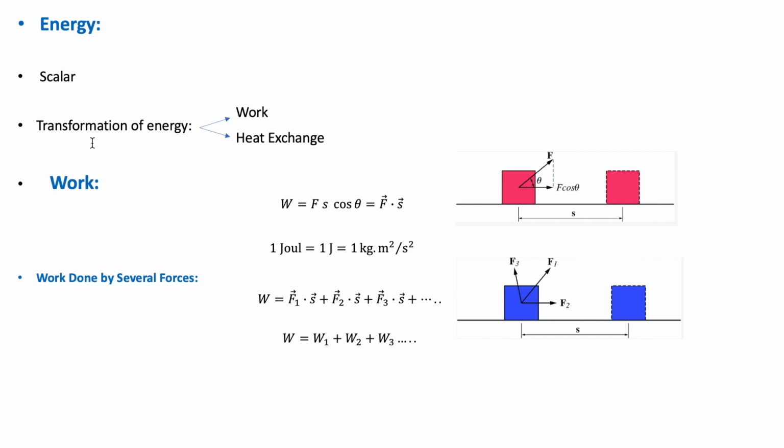A transformation of energy occurs due to the action of a force known as work, or due to heat exchange between objects or between an object and its environment. And in the case energy is transferred due to work, then it may be defined as the capacity of doing work, okay? In these videos of mechanics, we are concerned with mechanical energy, which involves kinetic energy that is associated with the object's motion, and potential energy associated with the position of the object in space.